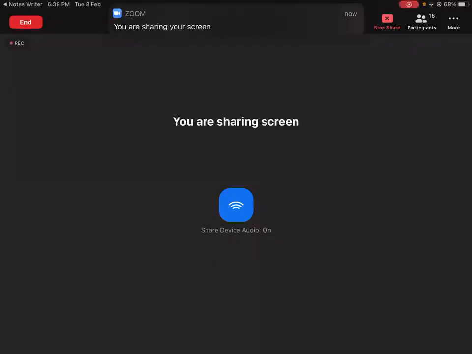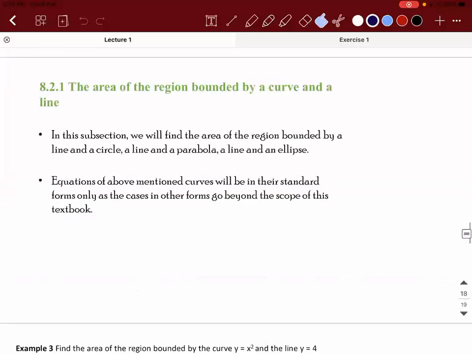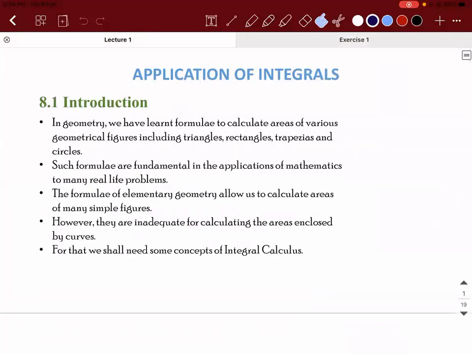So today we'll get started with the next chapter, that is applications of integrals. Before that, is there any doubt from the topics that we discussed yesterday? Any problem that was troubling you? Okay, I take it as a no.